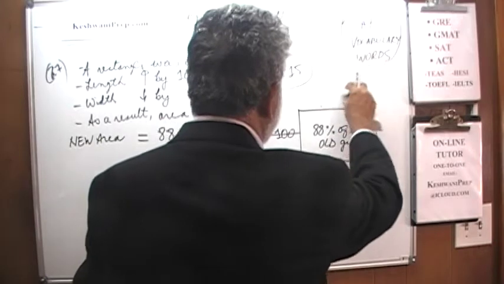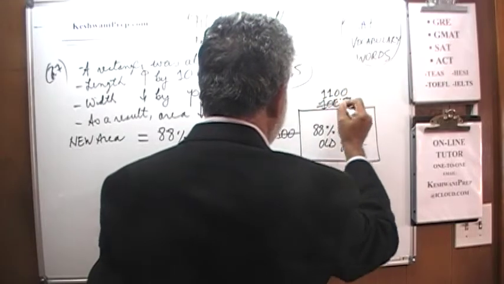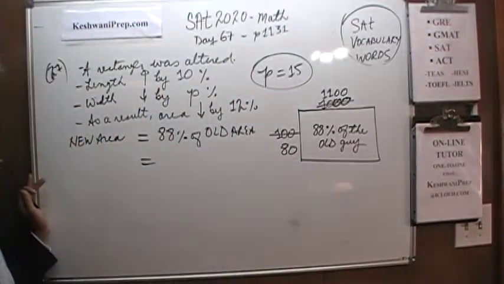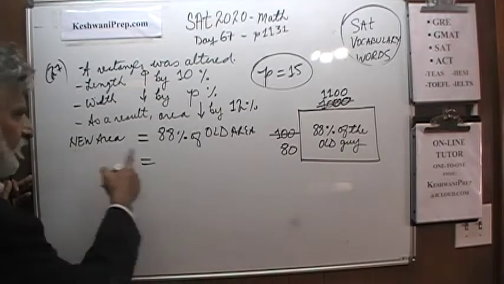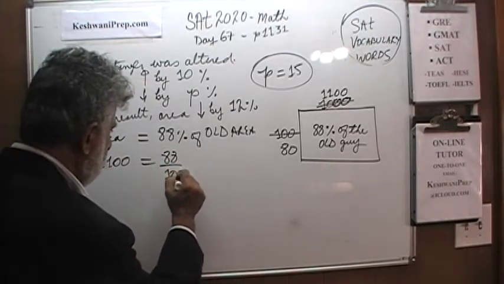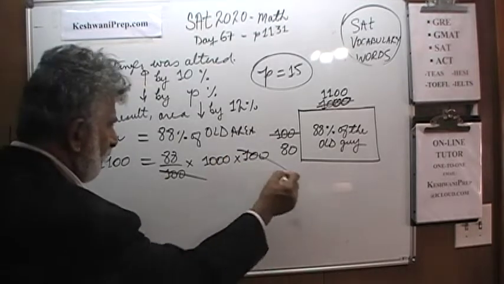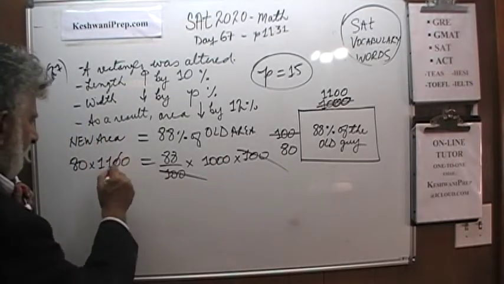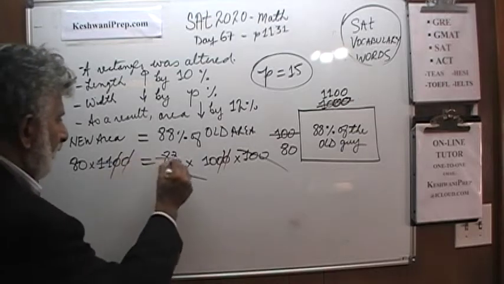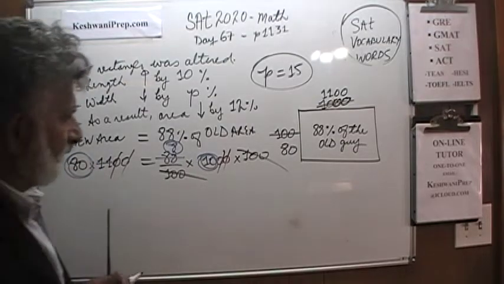So this doesn't change. This is 11. It goes to 1100. And if we try 20%, if we pretend that P is 20, then this is going to become 80. If you reduce by 20%, it becomes 80. So now the new area is 80 times 1100, which should equal 88% of the old area, which is 1000 times 100. Again, watch what happens. The 100 goes away. Divide both sides by 100 one more time. These two zeros go away. Divide both sides by 11 one more time, and it becomes 8. There you go, what do you know? 8 times 10 is 80. 20 is the answer.